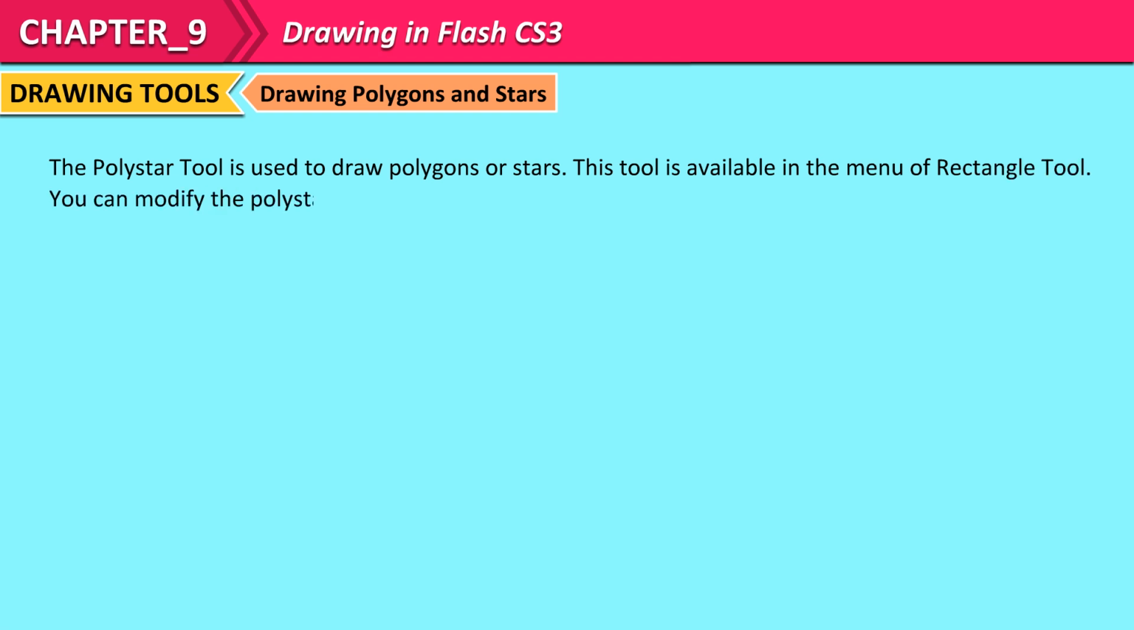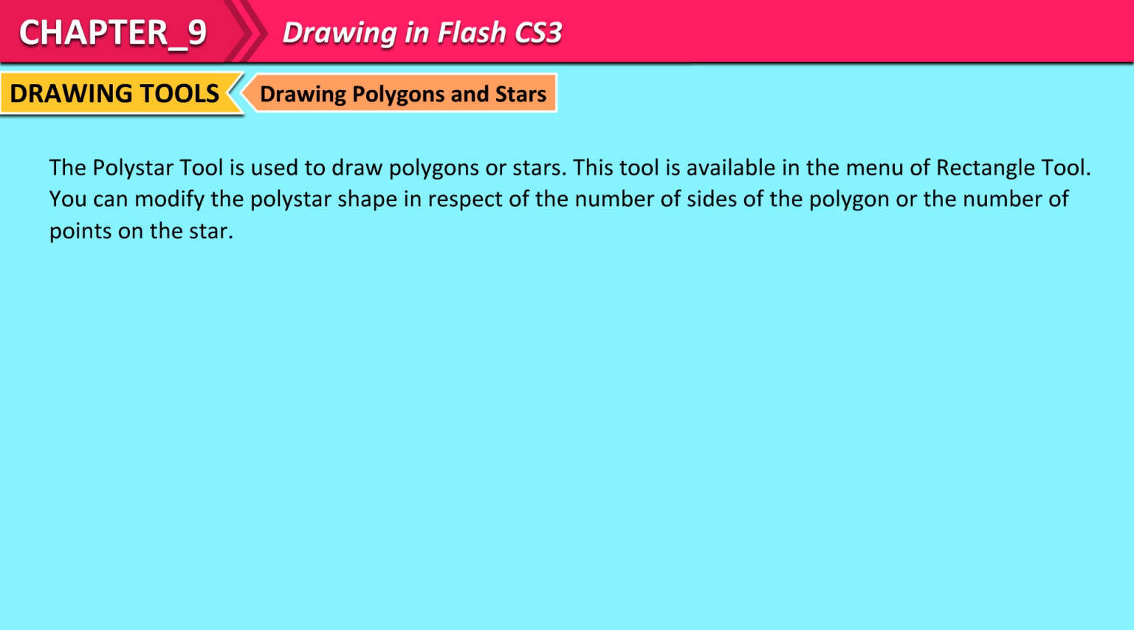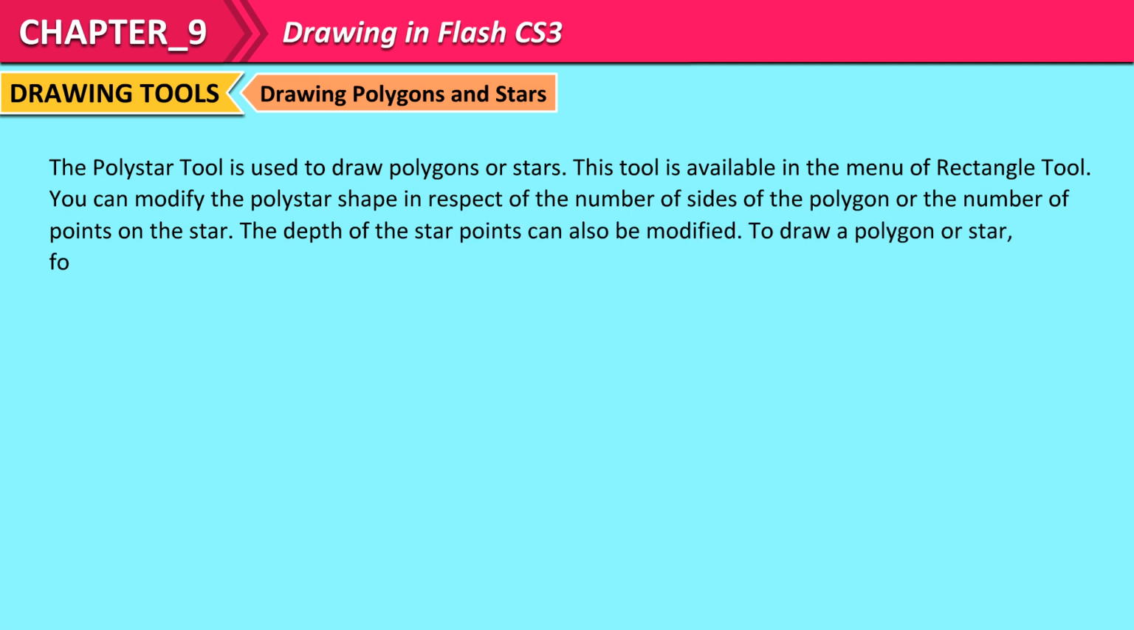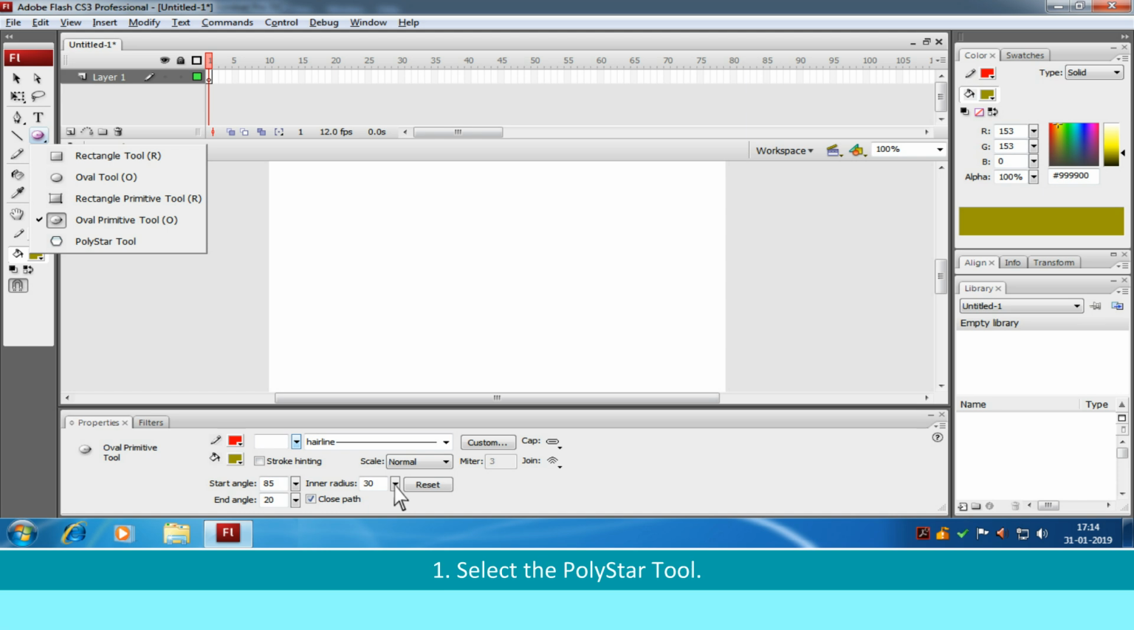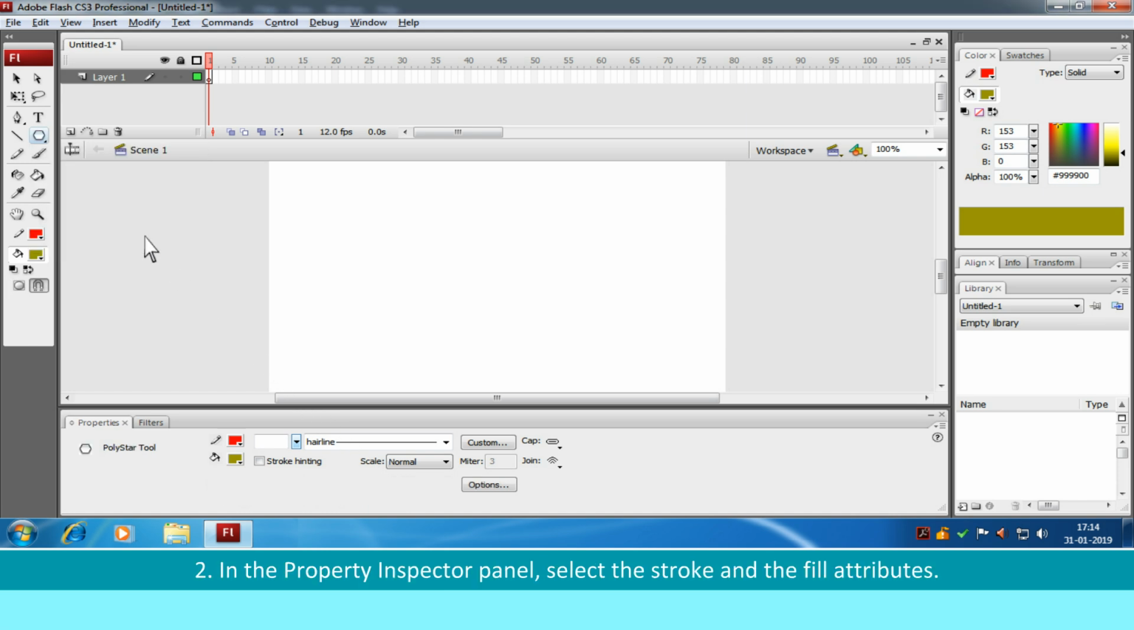You can modify the polystar shape in respect of the number of sides of the polygon or the number of points on the star. The depth of the star points can also be modified. To draw a polygon or star, follow these steps. First, select the Polystar tool. Second, in the Property Inspector panel, select the stroke and the fill attributes.